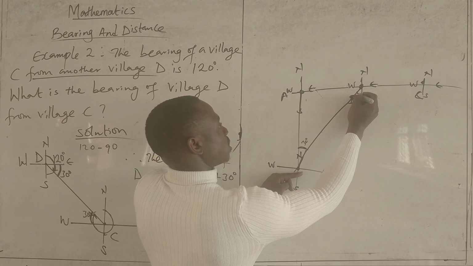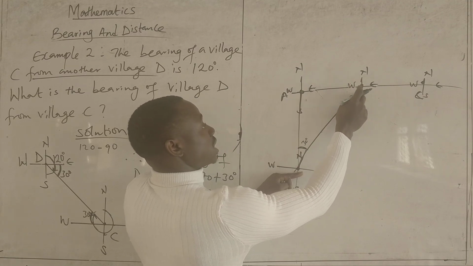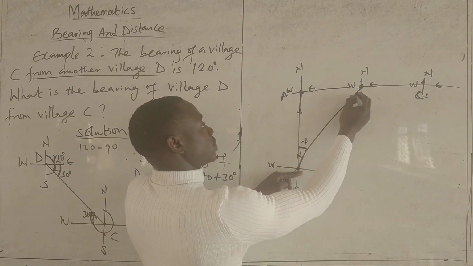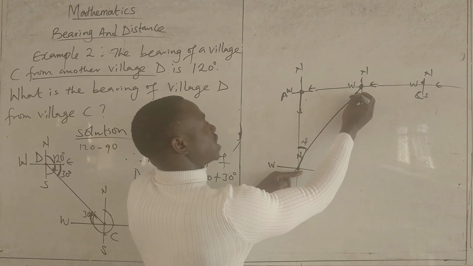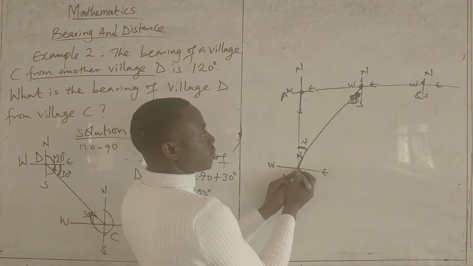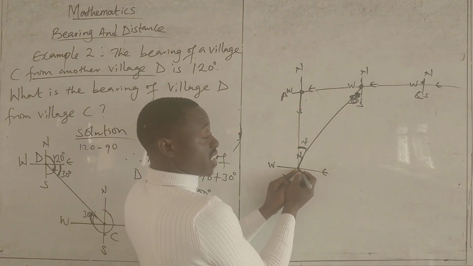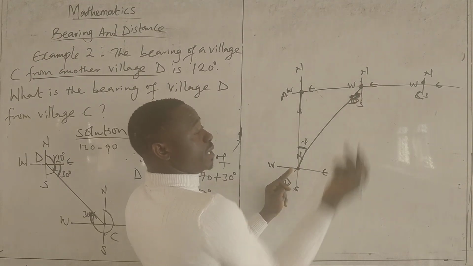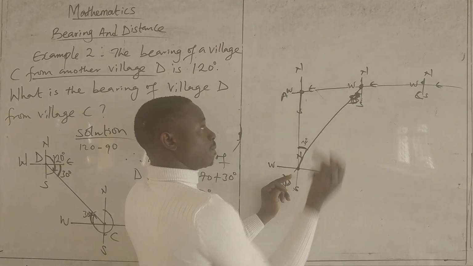Here too is going to be south what? Southwest. 30 degrees southwest, because here is alternate. So yes, 30 degrees southwest of what? Of B. So we can say point D is 30 degrees southwest of B. Relative to B now.